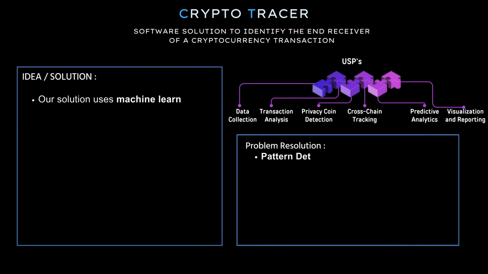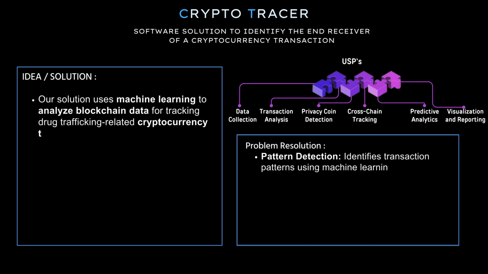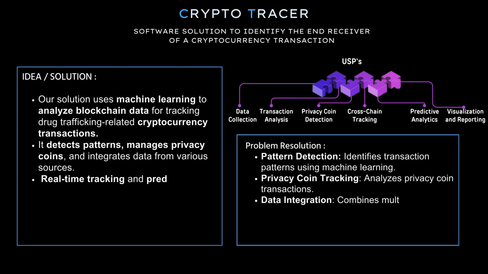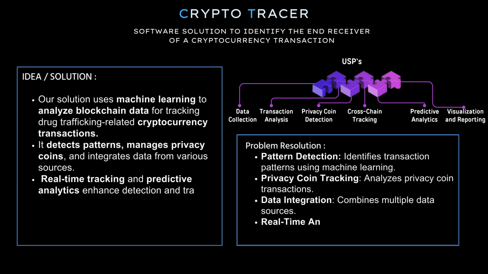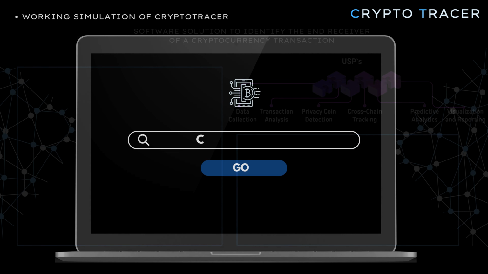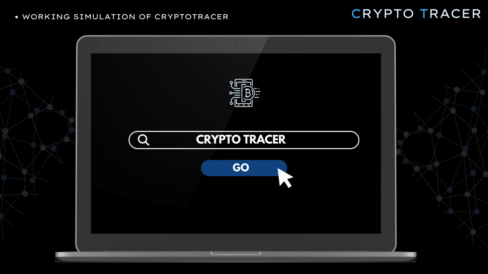So we have made CryptoTracer, a secure end receiver identification for blockchain. In our project, we are going to use machine learning algorithms to analyze all the transactions which are happening, and we will try to identify and detect the different patterns related to the transactions, so that eventually we can find the end user. First of all, I want to show you a short simulation of our project.